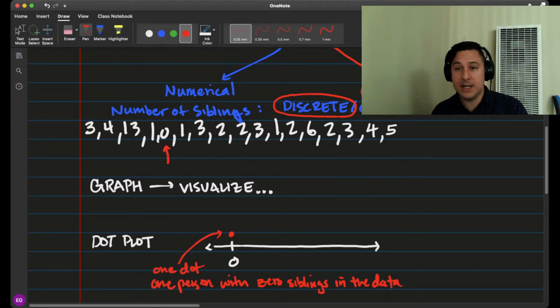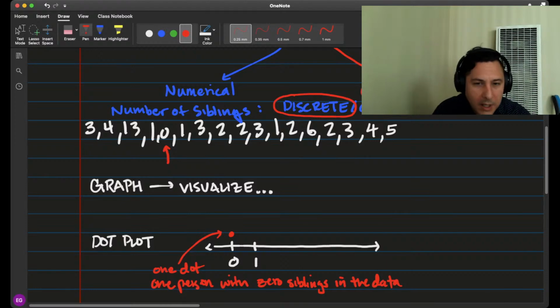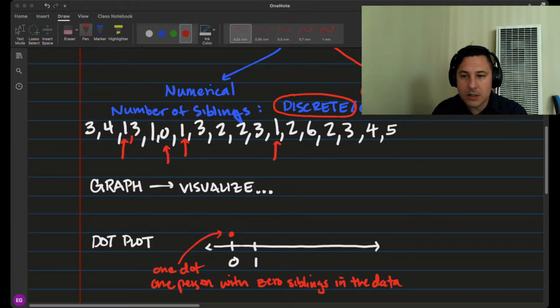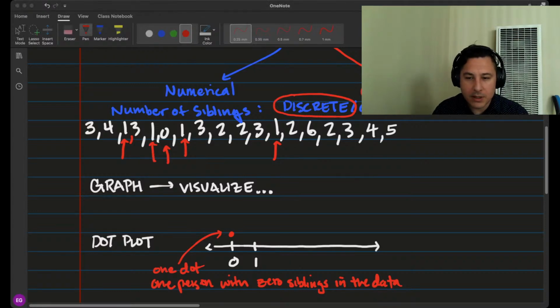Okay, and then you would move on to the next number. So the next whole number is 1. So then you look to see, well, how many people responded with 1 sibling? I'm assuming that's not 13. So here's a 1, here's a 1, here's a 1. So I see 3 1s in the data set. Actually, no, my bad, 4. 1, 2, 3, 4. So I would put 4 dots here.